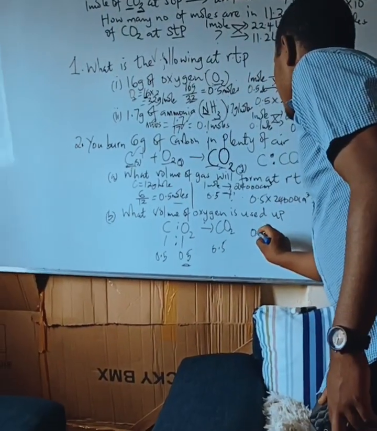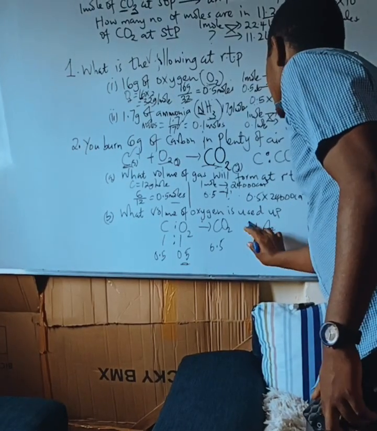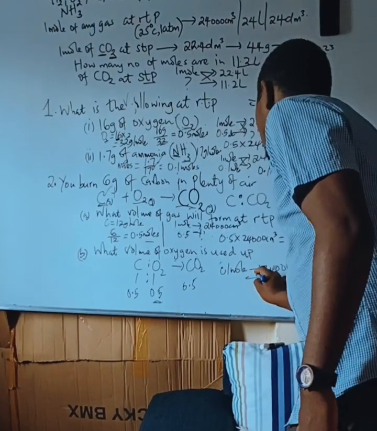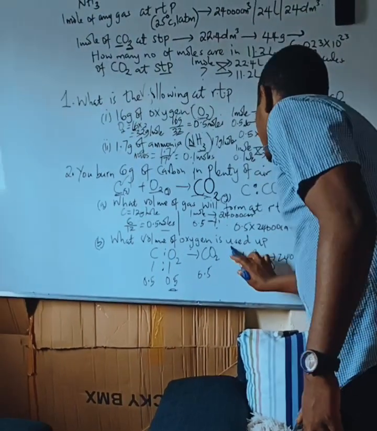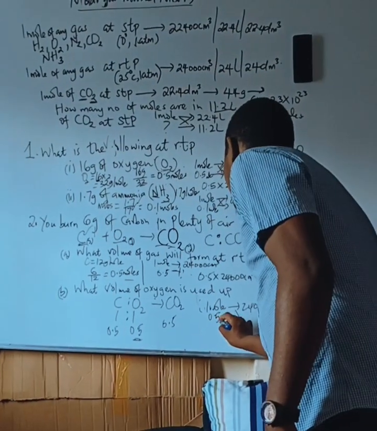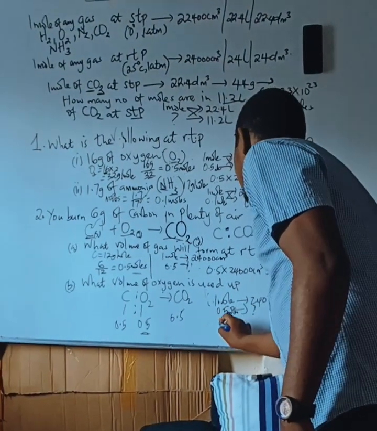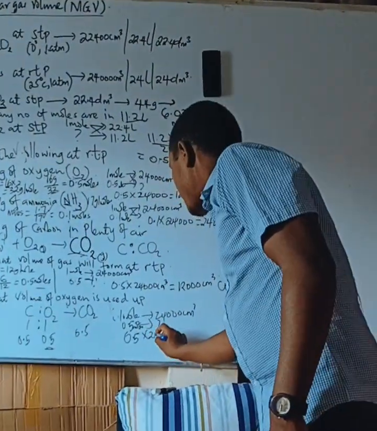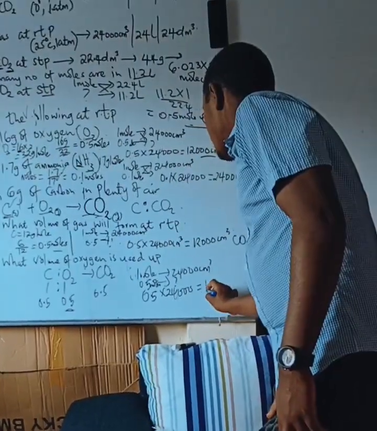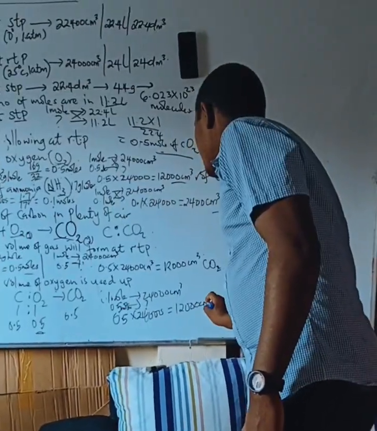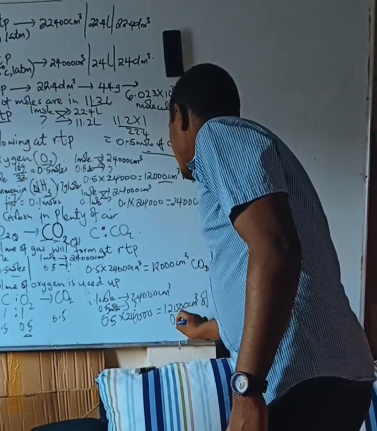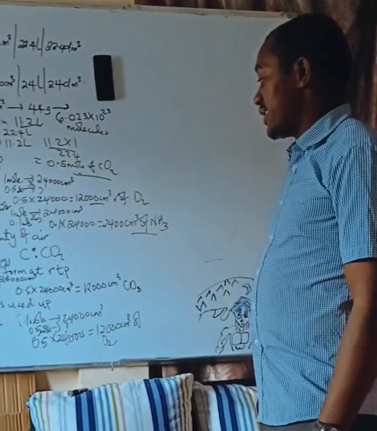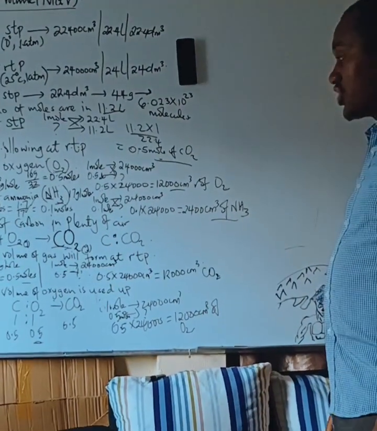Therefore, 1 mole will be 24,000. Same way, because the ratio is 1:1. This is 1 mole, what about 0.5 moles? So you calculate that, 0.5 moles times 24,000 will be 12,000 centimeter cubic of oxygen. That is the volume of oxygen used in the reaction.